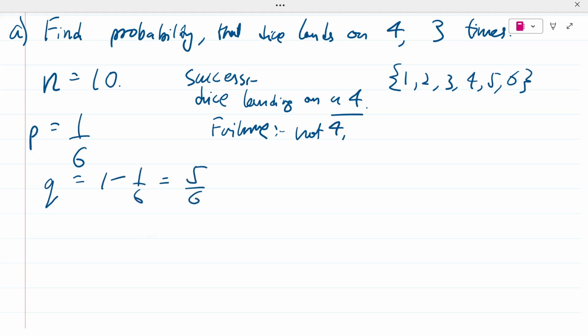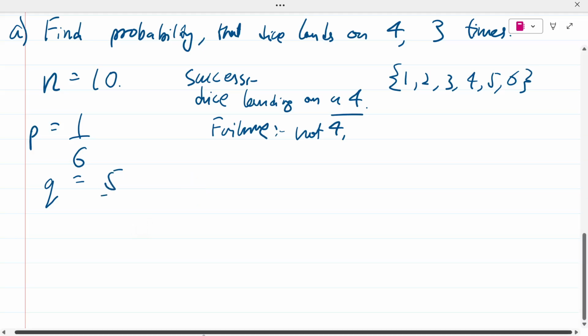So that would be 5 over 6. Now, I would rather not write this. Let's just do this. 5 over 6. Now, look, we have got N, we have got P, we have got Q. The first condition is being satisfied. The second condition is being satisfied. The third condition has finally been satisfied.